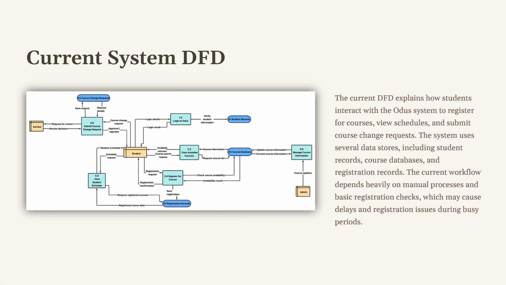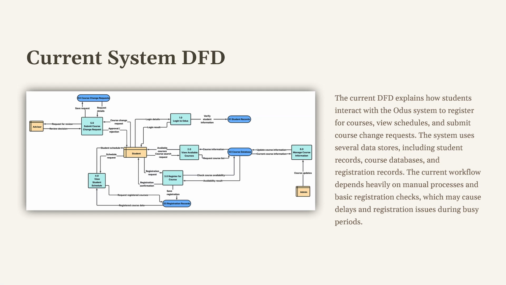First, students log into the ODIS system using their login information. The system verifies the student data using the student record database. After logging in, students can view available courses, register for courses, view their schedules, and submit course change requests. The system retrieves course information from the course database and stores registration information inside the registration records database.